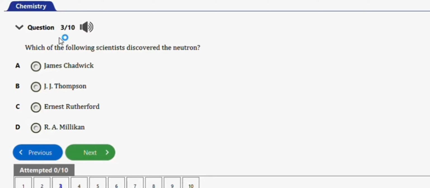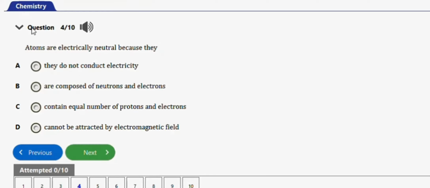It says, which of the following scientists discovered the neutron? So the scientist that discovered the neutron is James Chadwick, option A. So guys, take note of these scientists that discovered the various subparticles of the atom. The electron, who discovered it is J.J. Thomas. Neutron is James Chadwick, whereas the proton is Rutherford. Alright, so the next question is this one.